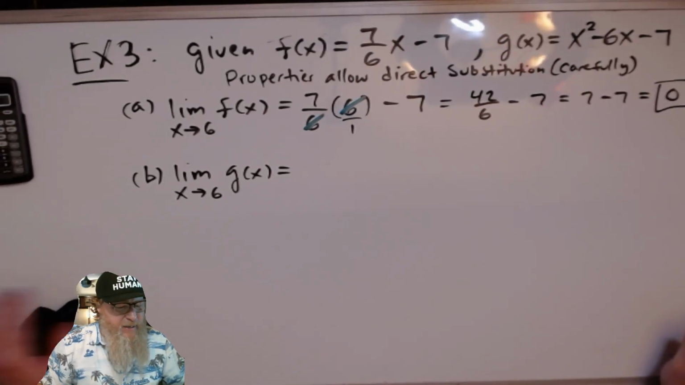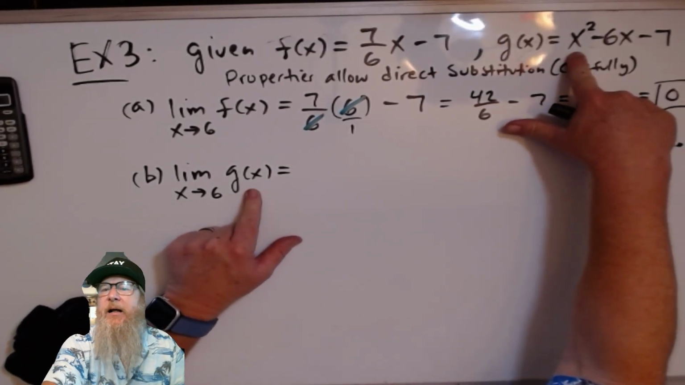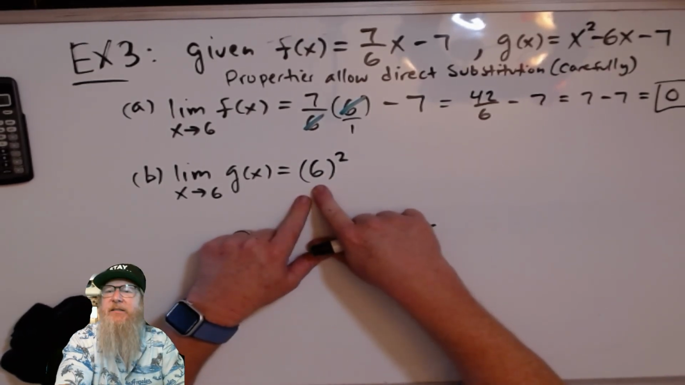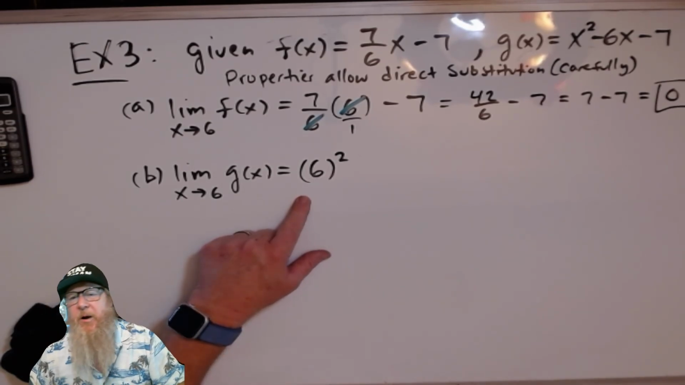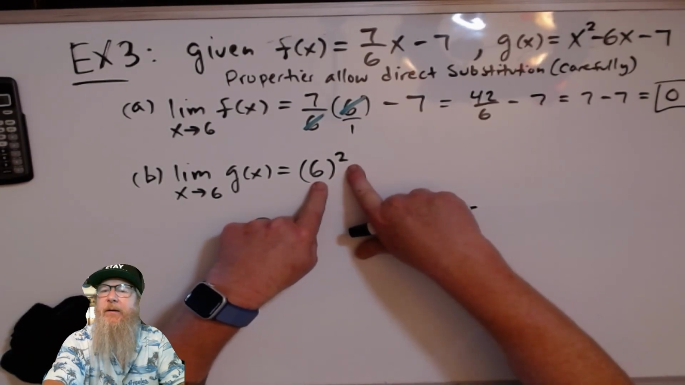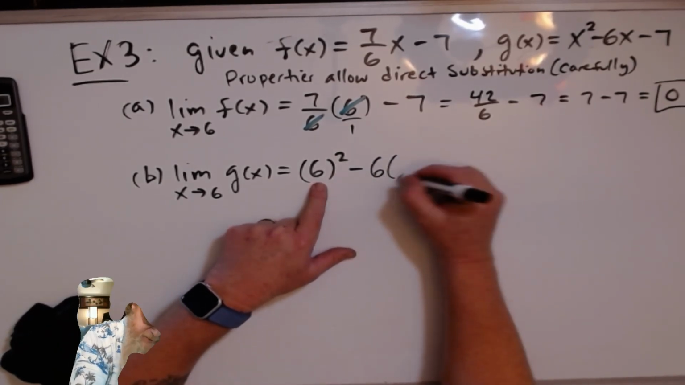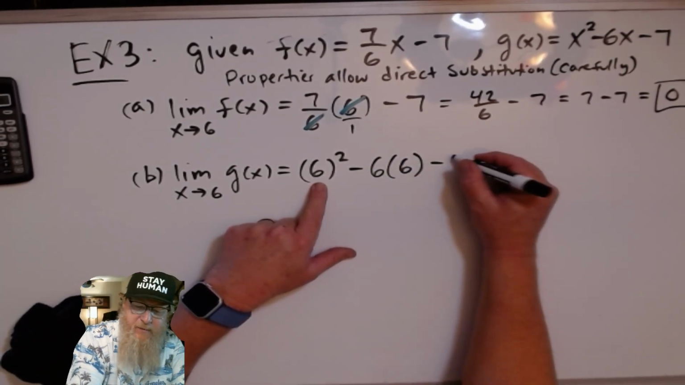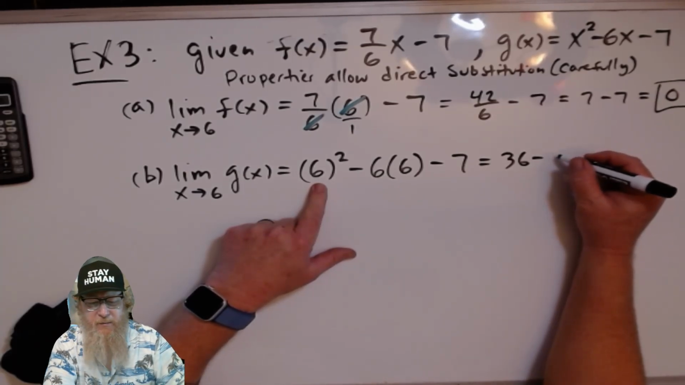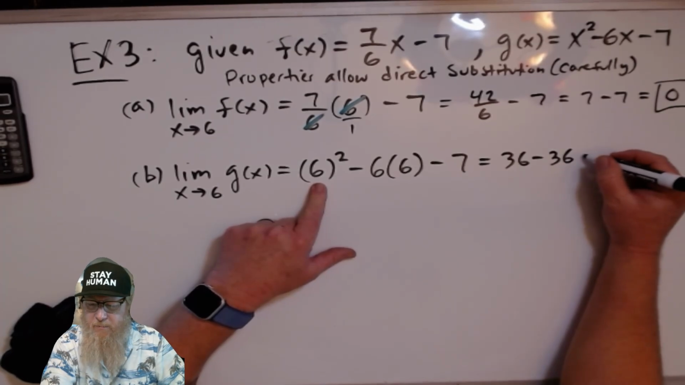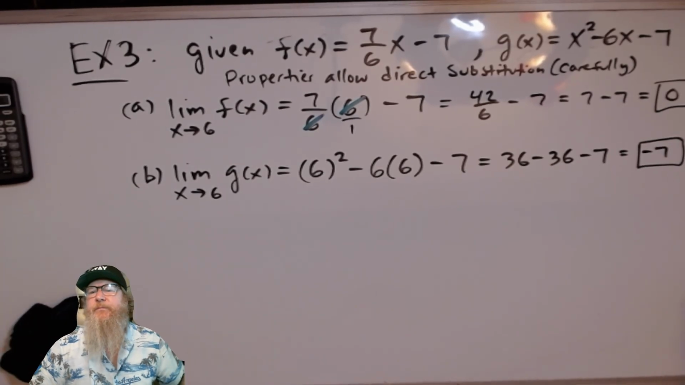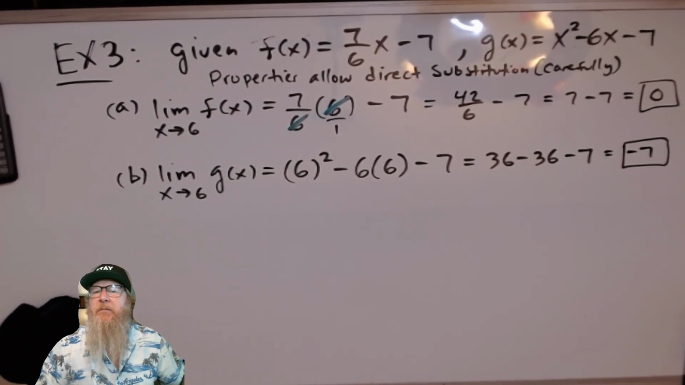So here we go. The limit as x approaches 6 of g of x. Well, x squared. There's an x, so it's going to be 6. We have the power property, which was property 8. The power is 2, so you just take the power of the limit. Minus the constant times the limit. So that's 36 minus 36 minus 7, which is negative 7. Not too shabby, huh?